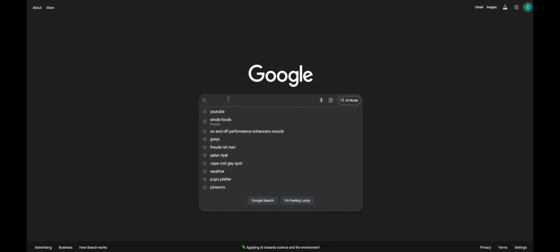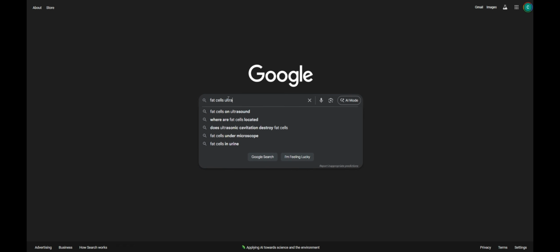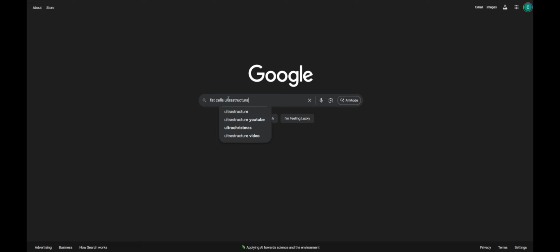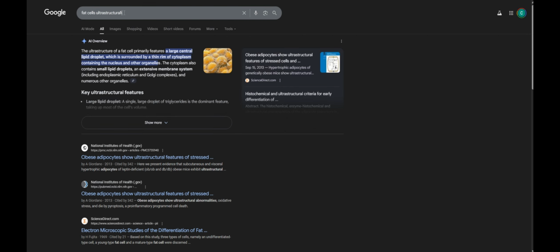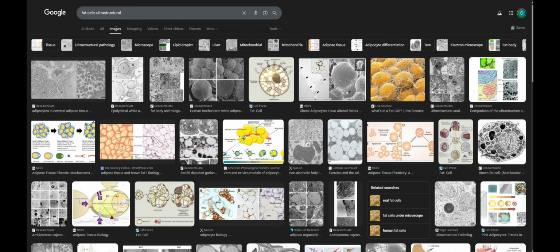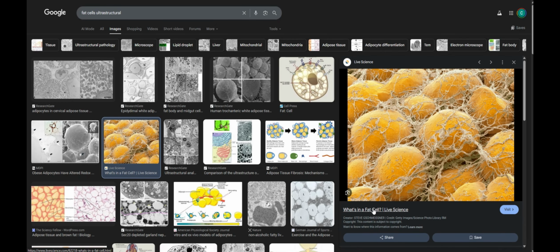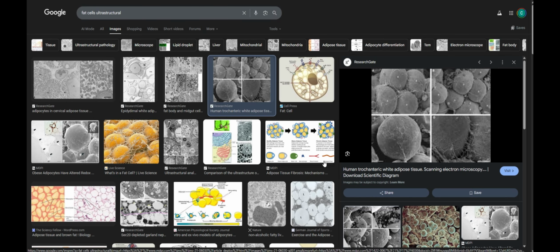Let's see something. So that picture wasn't defined. I'm searching fat cells ultrastructural. Ultrastructural means electron microscopy, and that does appear to be what that picture was. Well, this is another pop science article without defining what the picture is.